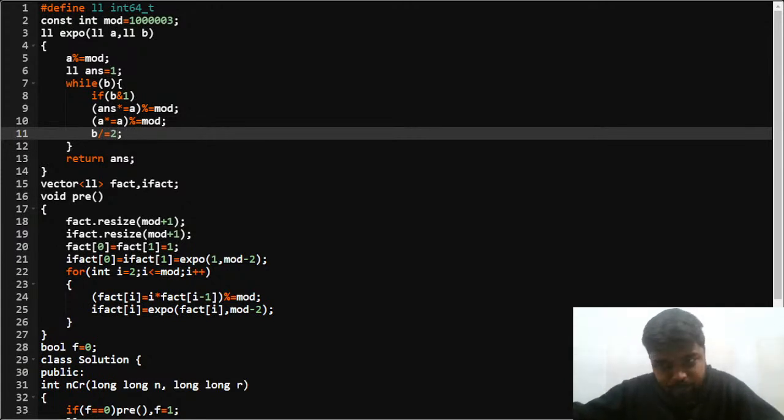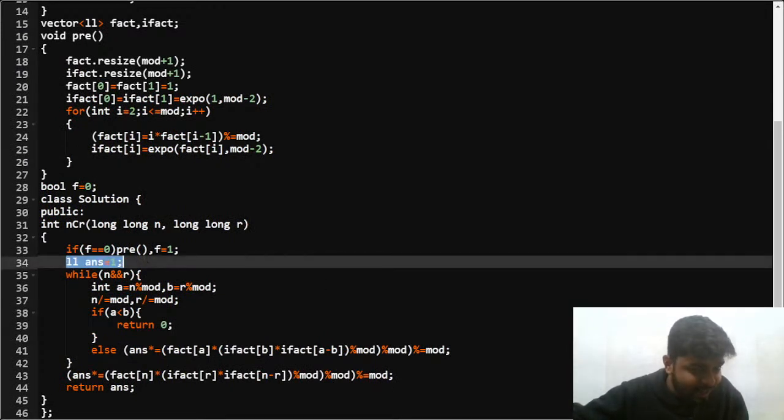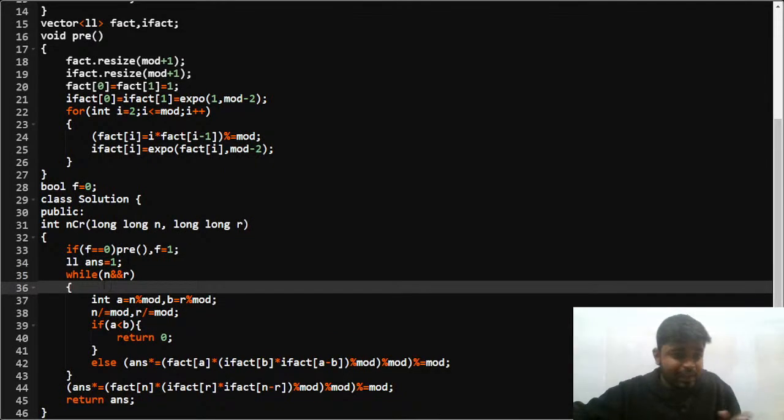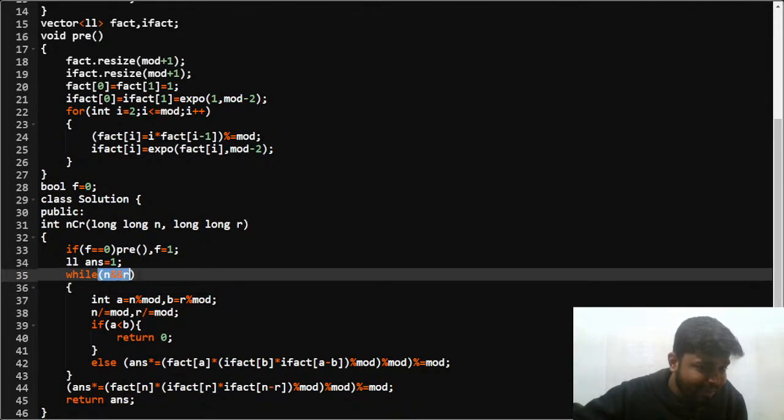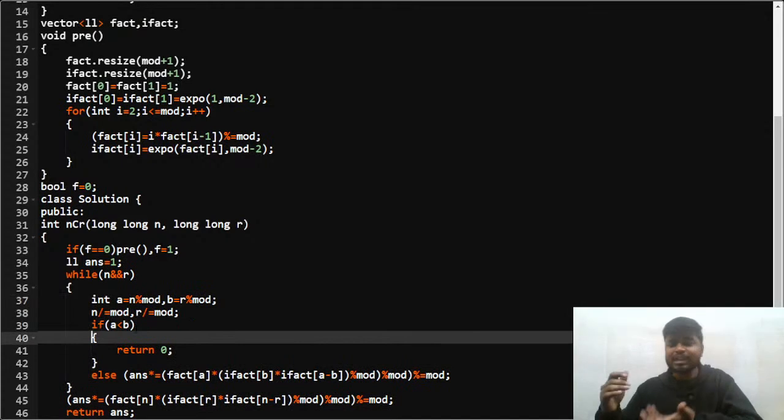Now next up, let's come to this function. In this function, what we'll actually be doing is, I'll initialize my answer to 1, and I'll run until n and r are greater than 0. So I'll calculate a is equal to n mod m and b is equal to r mod m. What I'm doing is basically n factorial divided by r factorial into n minus r factorial, right?